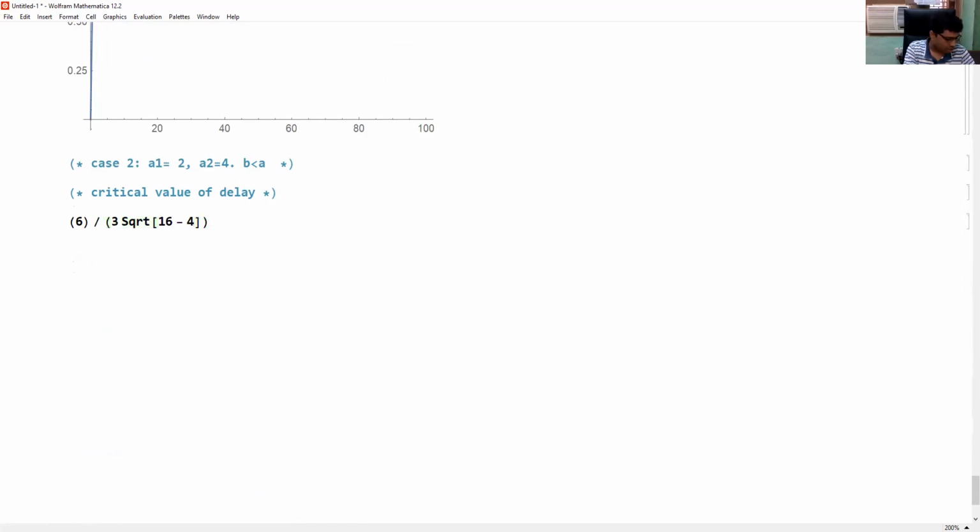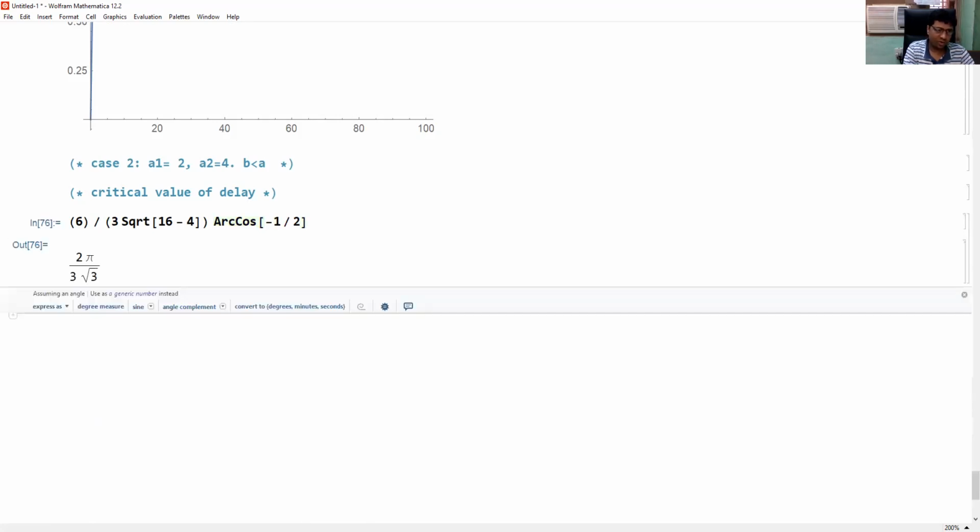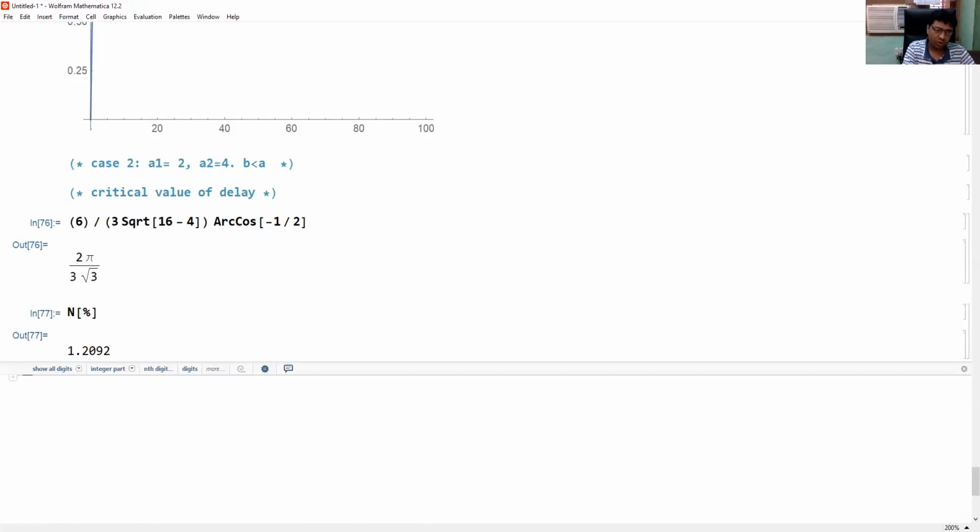Into cos inverse of minus A1 by A2. Minus A1 by A2 means minus 2 by 4, so it is minus 1 by 2. So this is 2 pi divided by 3 root 3. Its numerical value, the previous result, is around 1.209. Now, if we choose these parameters, then the system is stable.